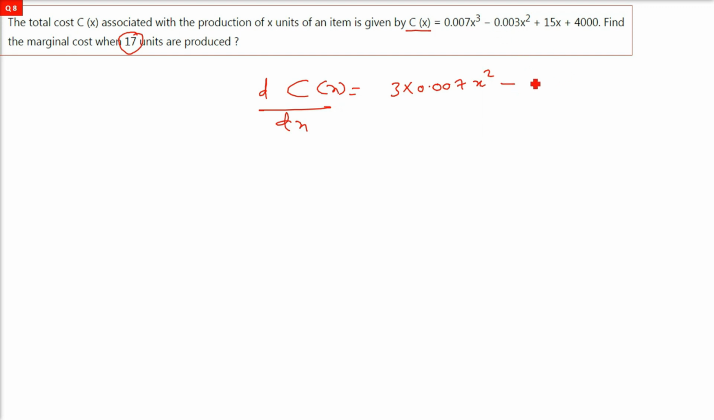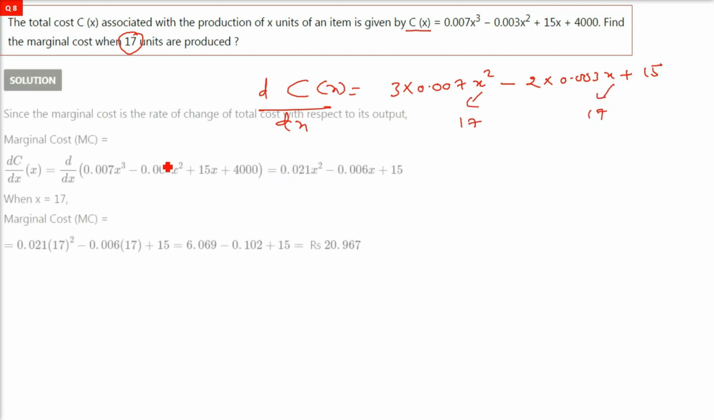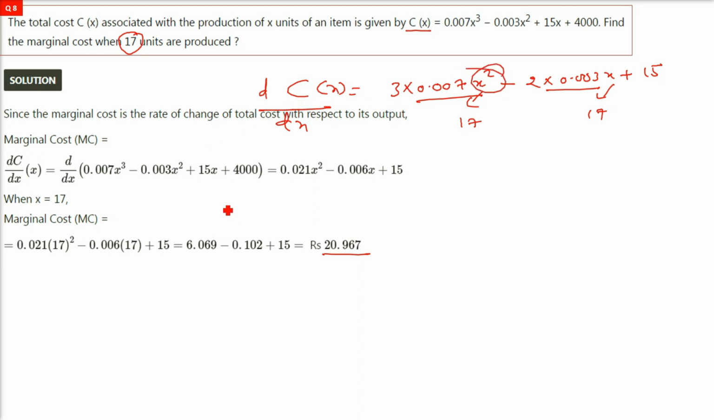x cube will be 3x square, x square will be 2x, and 15x will be 15 only because x will get eliminated. 4000 will not come because the differentiation of a constant is 0. So in place of x, just replace it by 17, and I'll give you the final solution, this one. I hope you can do this. You replace 17 here after differentiation of this particular expression, and you get 20.967 rupees as the final answer.